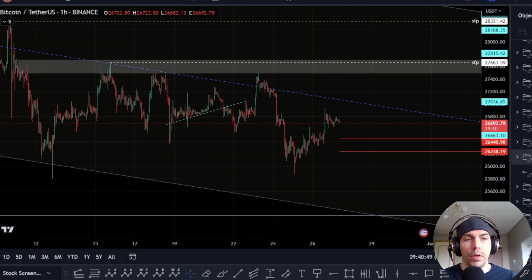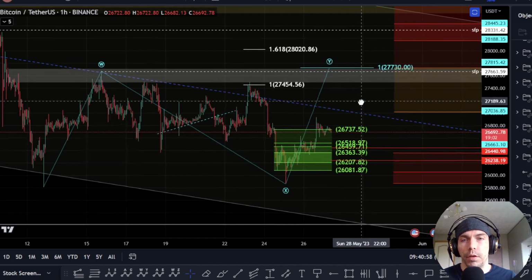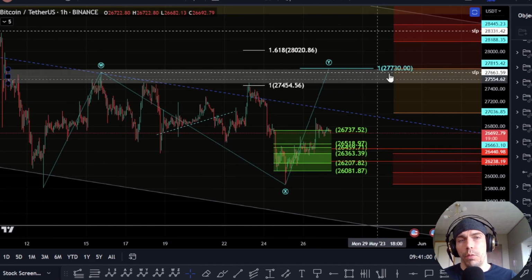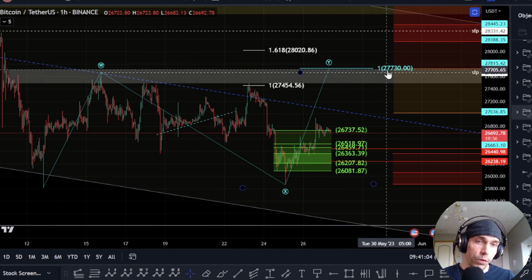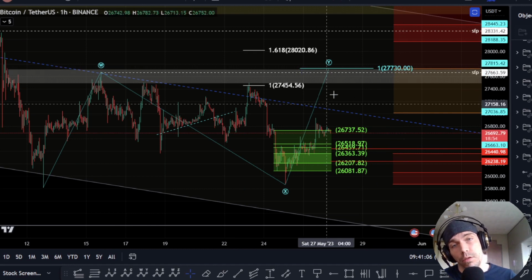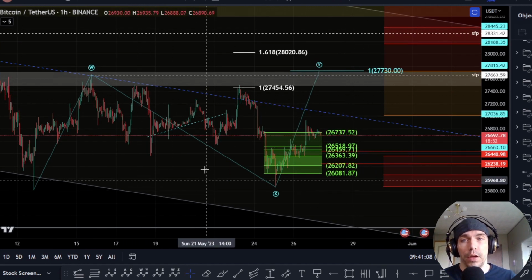Now, what we were looking for here was either this move to be looking to break to the upside in a corrective fashion, in which case we would be looking at something like this as a bigger W, X, and a Y. Now, what we were talking about was this Y wave potential of coming up here towards this zone of this 27,730. So there was a few reasons why we were looking at this area.